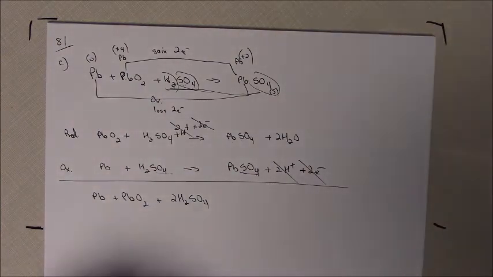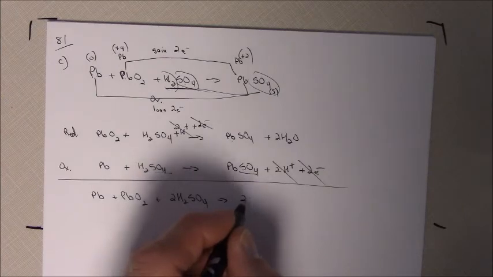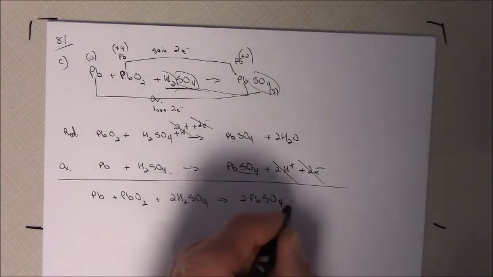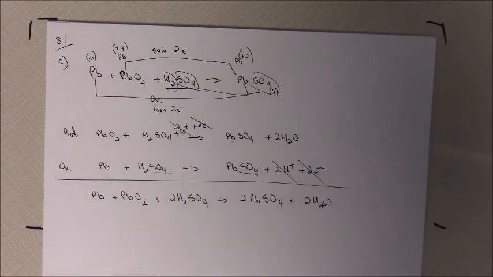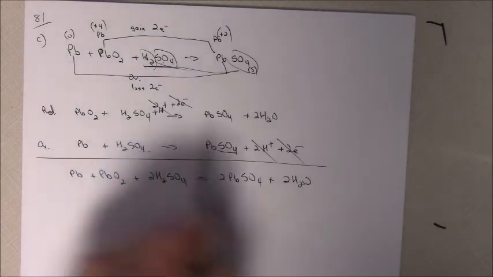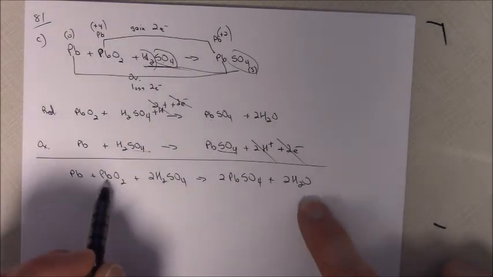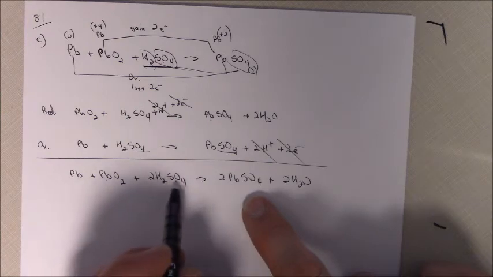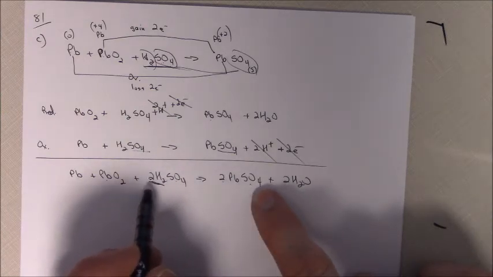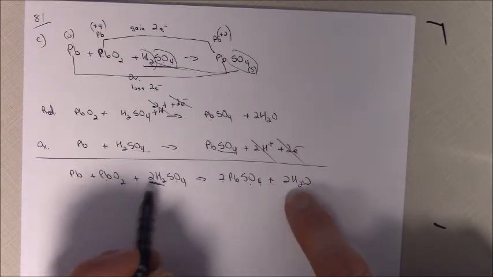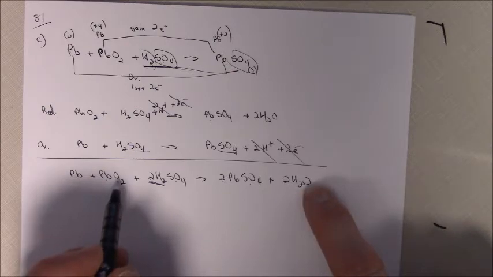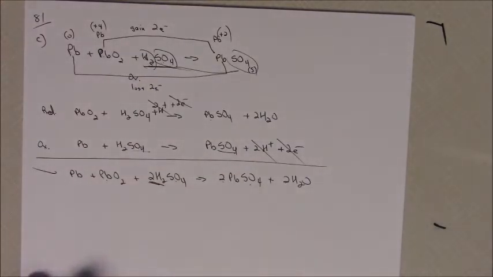2H2SO4. And that gets you 2 lead sulfates plus 2H2O. So that looks okay. 2 leads, 2 leads, 2 sulfates, 2 sulfates, 4 H's, 4 here, 2 extra O's, 2 extra O's. So that's balanced. Looks good. So that one's okay. So then we can move on to, what do we got? D.